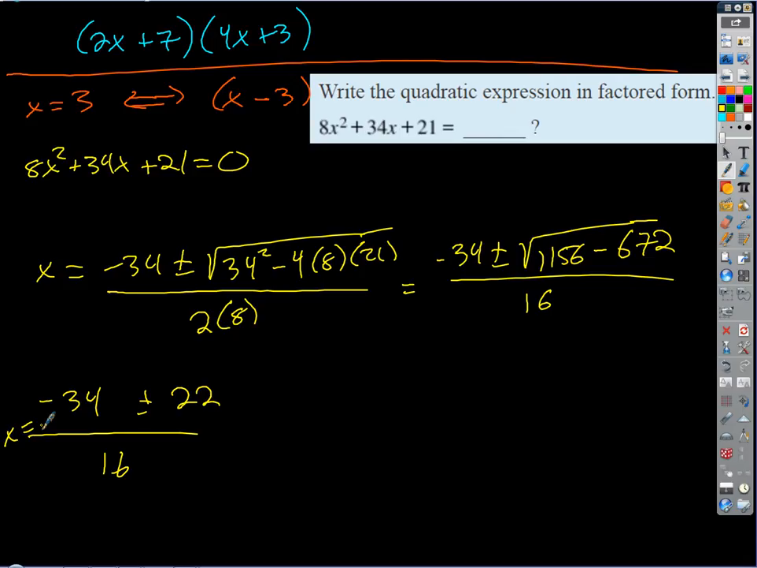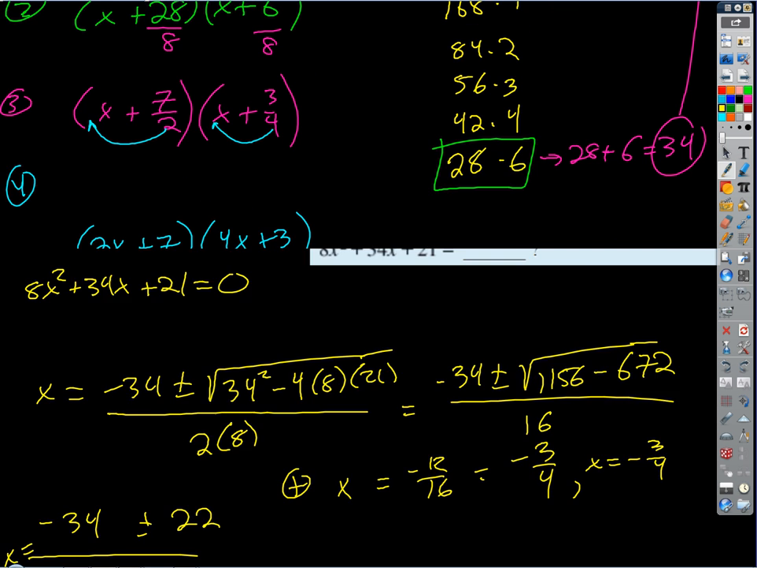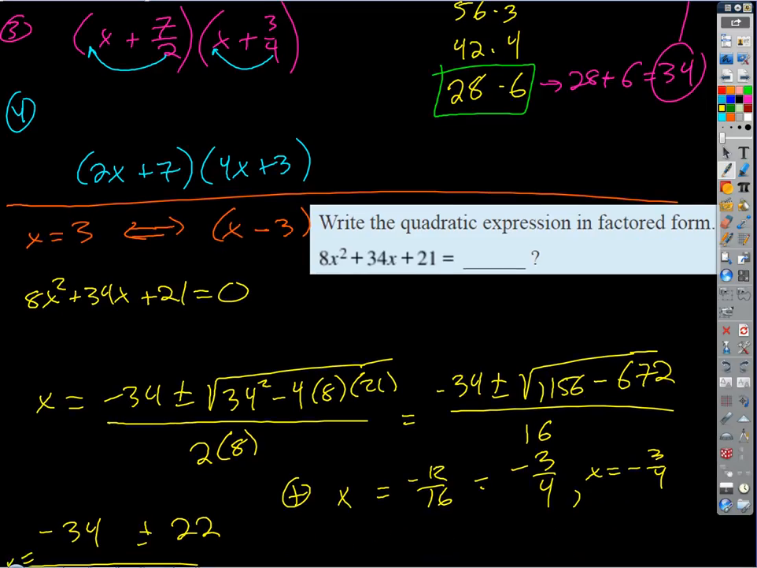Okay, so how would this have worked? Then we get two answers. If we take the plus, we get x equals negative 34 plus 22 is negative 12 over 16, which reduces to negative 3/4. Well, if x equals negative 3/4, that's the same as the factor right there. X minus negative 3/4 is x plus 3/4. See what I'm saying? So that gets us right to there.